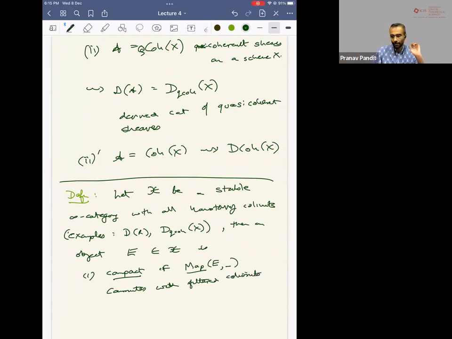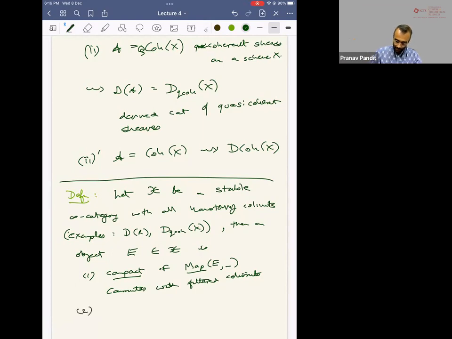It's compact because when you map it into something, a very large colimit, a filtered colimit, you can think of it as some kind of large union. If you haven't seen this before, you can think of it as some union, and it basically means that if you map into the union, you land inside some element of this union. Okay, so that's roughly what it means. But the formal definition is what I've written. It commutes with filtered colimits.